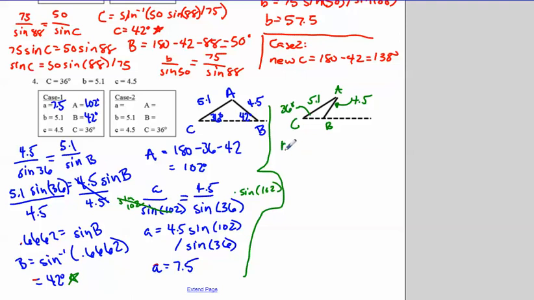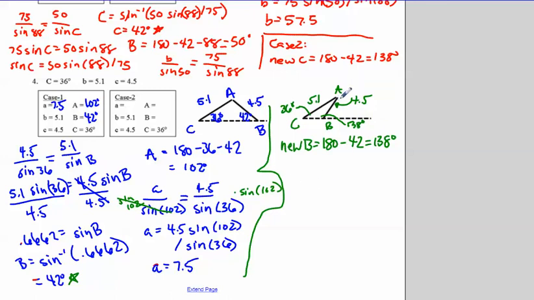So my new B is always going to be 180 minus the old one. Now, it could have been a different angle, but it's always the first angle that you find. So because I found B first, I'm going to find new B first. 180 minus 42, and so I get that my new B is 138. So this angle is 138 degrees.